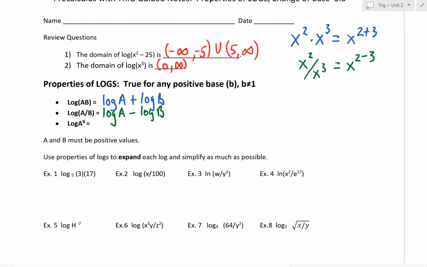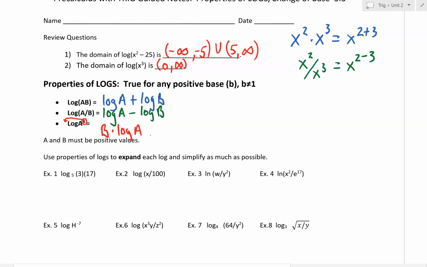The last rule that we have deals with exponents themselves when you're talking about a log function. This one's pretty straightforward. If you have an exponent like this, then you take the exponent, move it to the front, and turn it into a multiplication. So this one's going to say b times log of a. That would be the rule for this one.